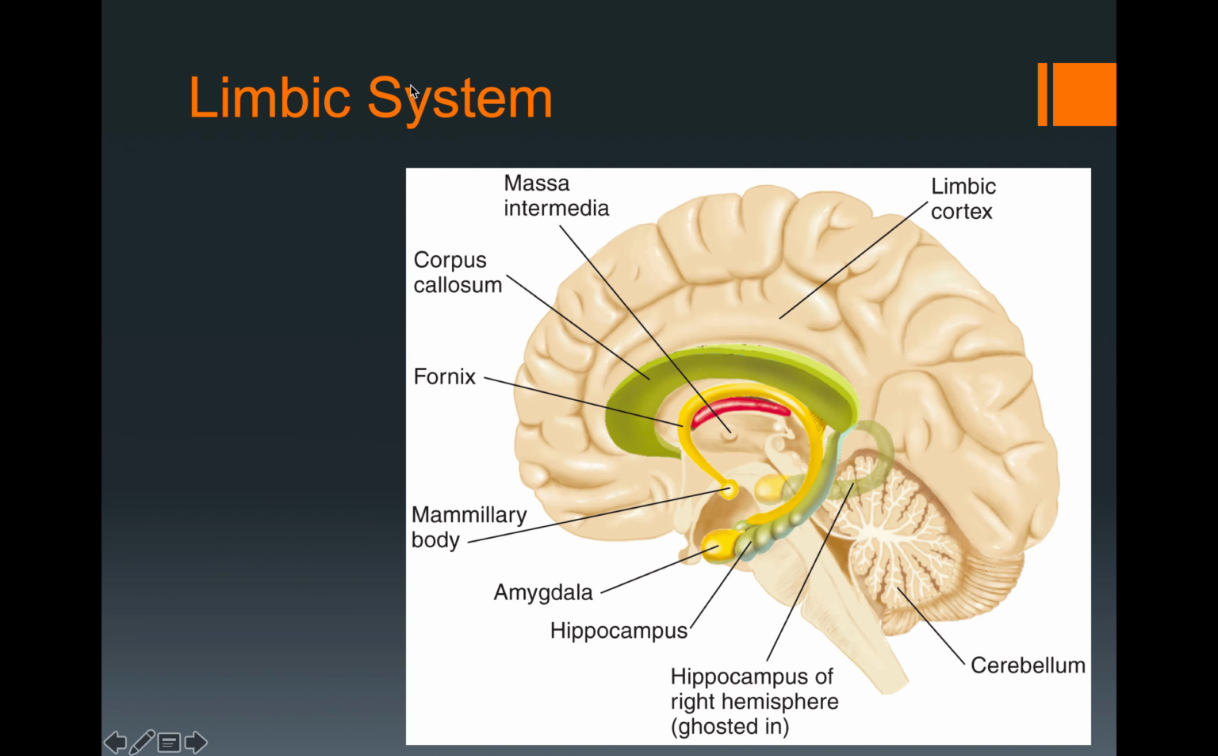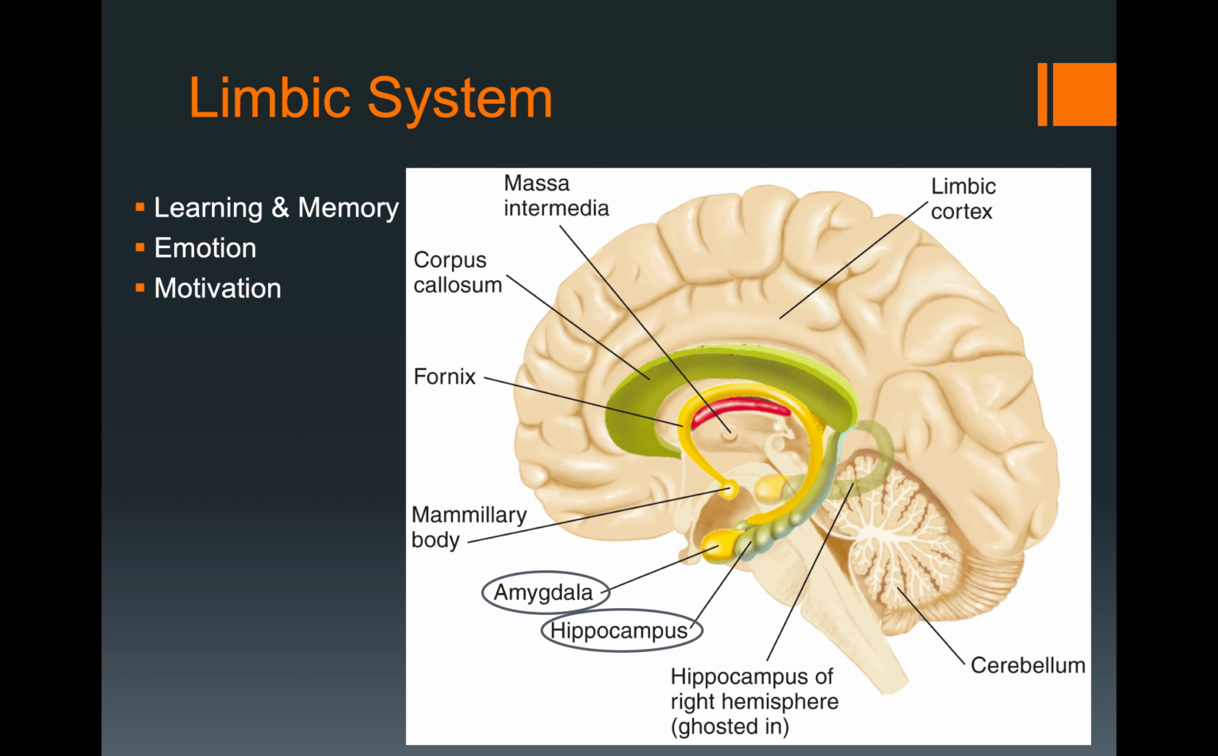So the limbic system is a set of interrelated structures that are involved in learning and memory, as well as emotion and motivation. And again, here, if we cut away part of the brain, you can see the amygdala right here and the hippocampus here. The hippocampus, again, is involved in memory and potentially mood, and the amygdala here is involved in emotions and fear.